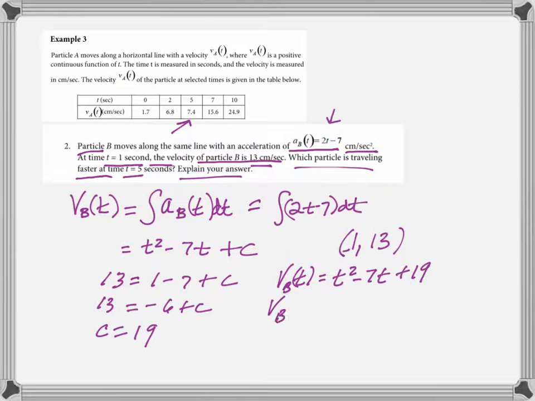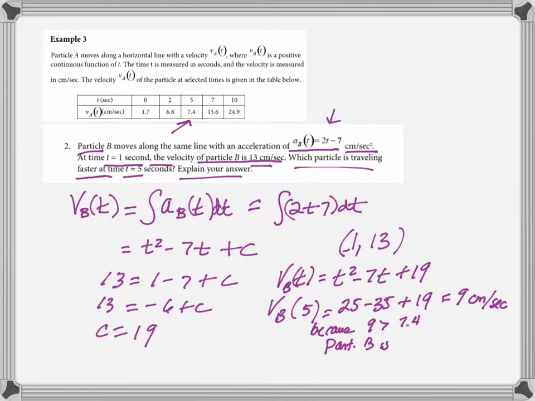So VB of 5 is equal to 25 minus 35 plus 19. That's negative 10 plus 19. That's equal to 9. And remember what we're getting. We're getting centimeters per second. So because 9 is greater than 7.4, particle B is moving faster at t equals 5 seconds.